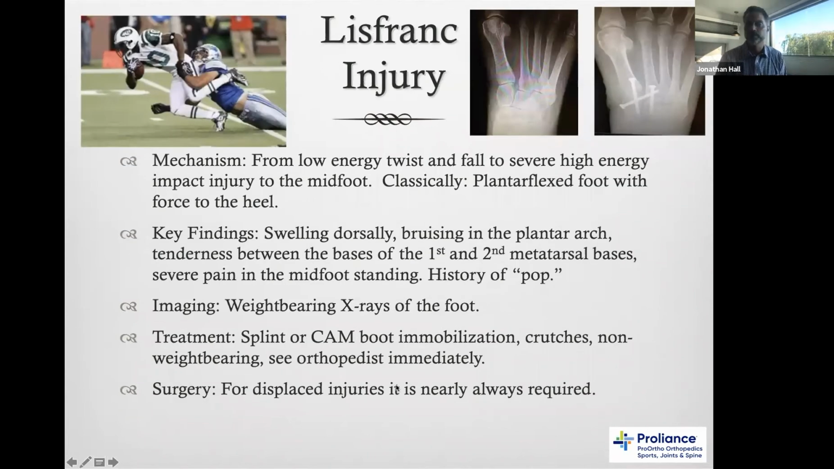The Lisfranc joint is the midfoot joint. That's your arch joint, right? So if you think about Lisfranc, the name, it comes from one of Napoleon's surgeons. And that's where they did the amputations way back when, and that's where they named the joint. But don't worry, we're not going to be amputating across the Lisfranc joint for anybody with these types of injuries.